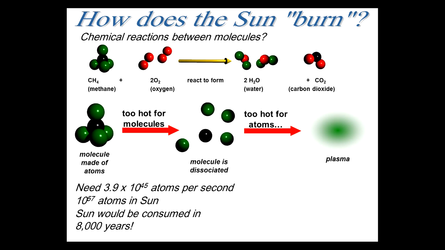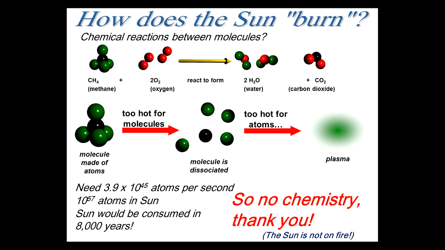So, for the fact that you don't have chemistry in the first place, even if you did, the sun would only last 8,000 years. We know we don't have chemistry. That is not how the sun produces its energy. The sun is not on fire in a conventional sense. So what's next?